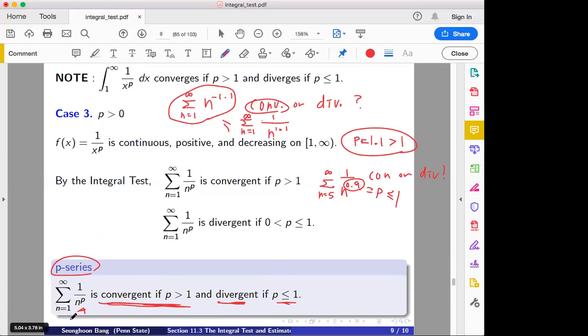What's the index? In this case, 1. You can replace it with any positive number. It doesn't matter. You can change the 1 into a positive number a. We have the same result. This is 5. It doesn't matter. This is also divergent by using the p-series. This is the idea.